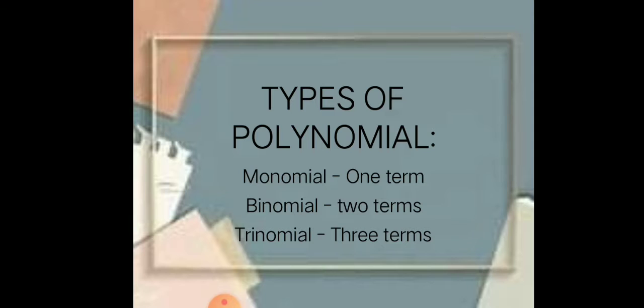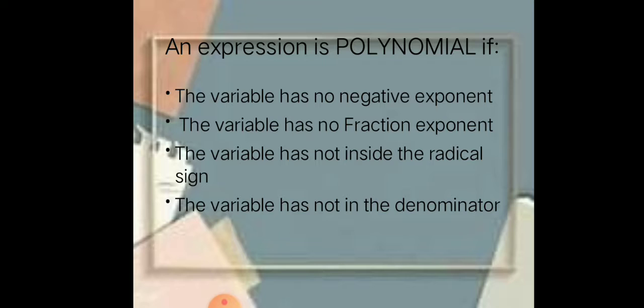So, there are types of polynomial. First is monomial, meaning one term. Binomial for two terms. Trinomial is three terms. And an expression is a polynomial if the variable has no negative exponent, the variable has no fraction exponent, the variable is not inside the radical sign, and the variable is not in the denominator.